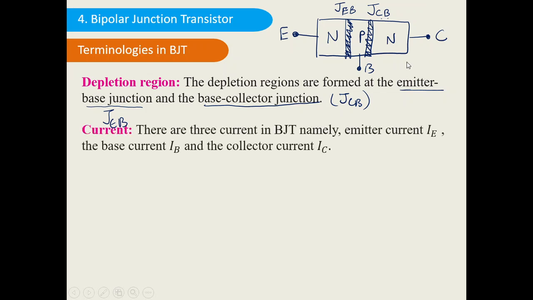Next is the current. So what is the current flowing through the bipolar junction transistor? There are three currents in BJT, namely emitter current IE, base current IB, and the collector current IC. So emitter was giving you 100%. From this 100%, the base current was 5%, and the collector current was around 95%. So I can write the emitter current is equal to base current plus collector current. IE equals IB plus IC.